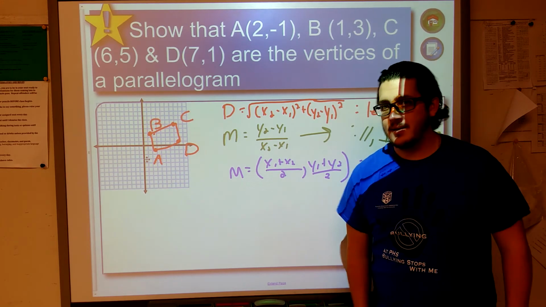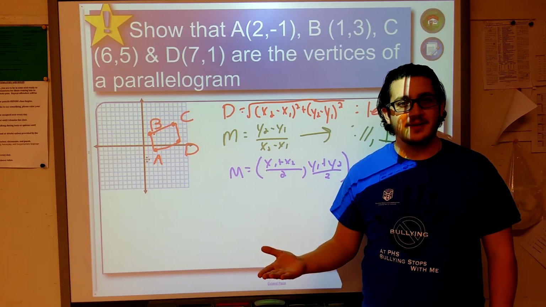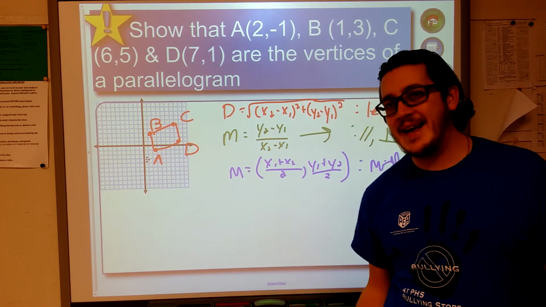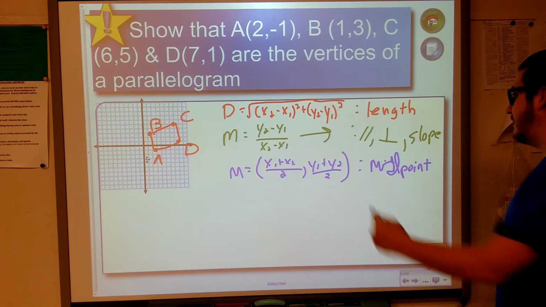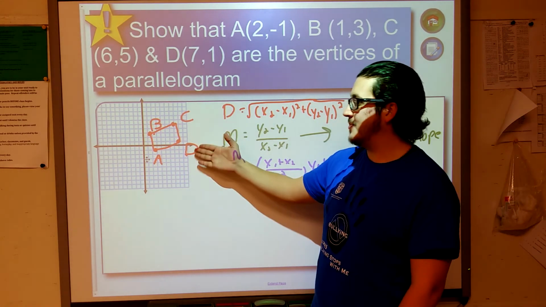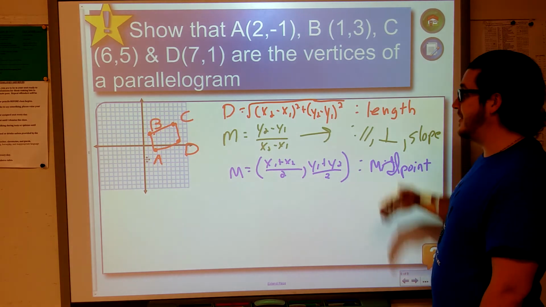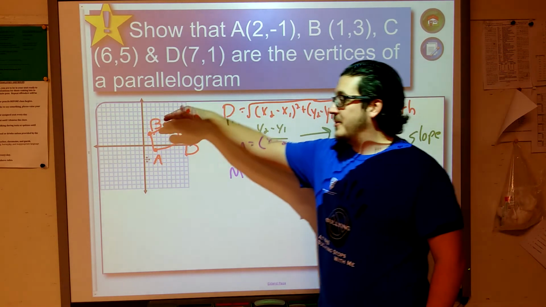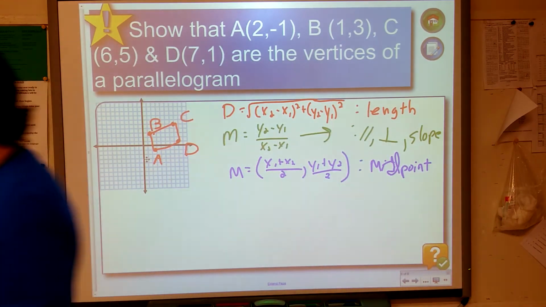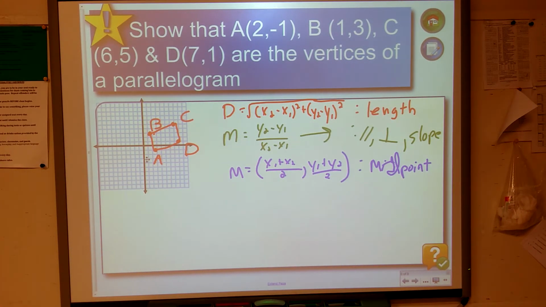Oh! And then we had our new theorem that we just talked about: we show one set of opposite sides both parallel and congruent. That means showing BC is congruent and parallel to AD. That means we have to do the distance formula for both sets of opposite sides, and then do the slope formula for both sets of opposite sides. So I'm going to give you a second. You can think about it.